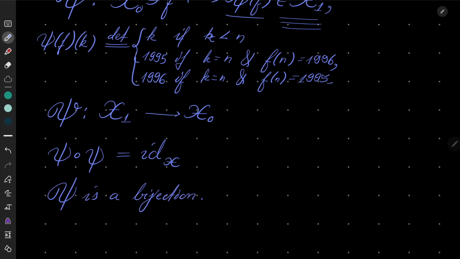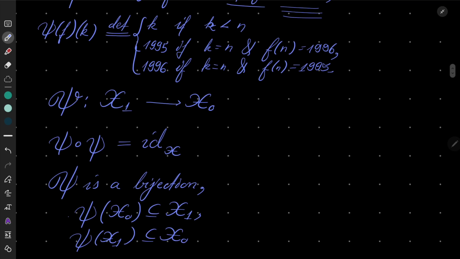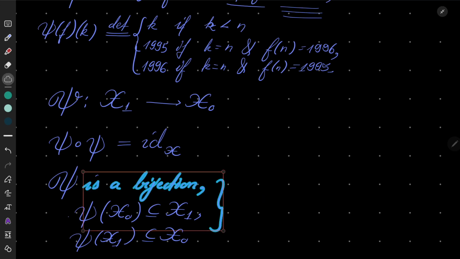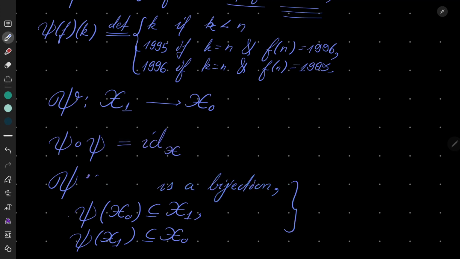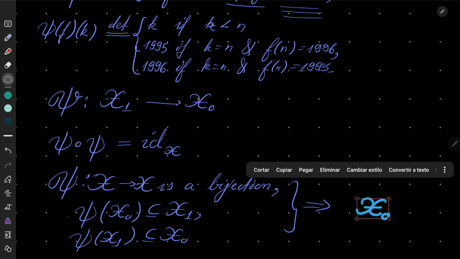It's a bijection, and the image of X0 is contained in X1, psi of X1 is contained in X0, and that means that psi, the function which goes from X to X, is a bijection. These two inclusions are true, and it should be pretty easy to check that this means that these sets have the same number of elements.